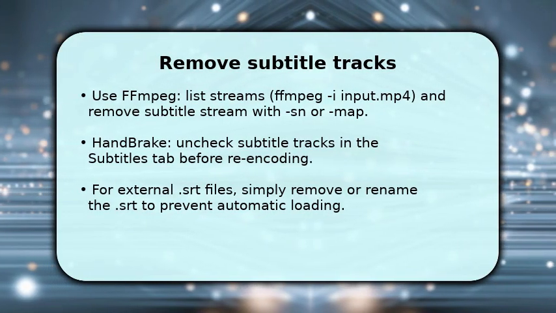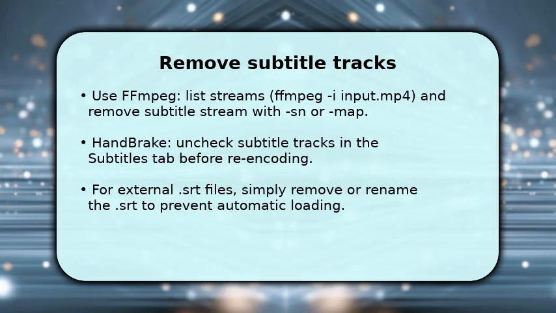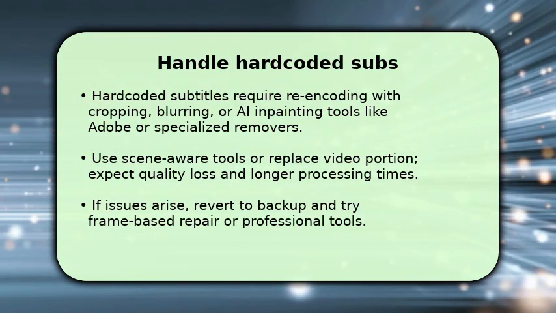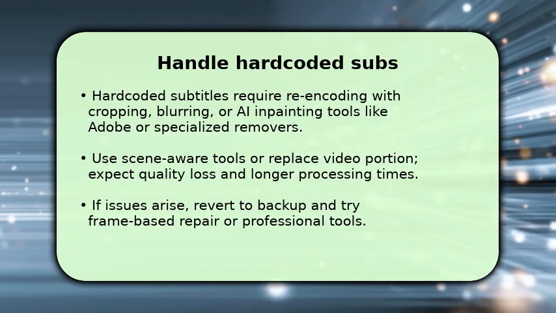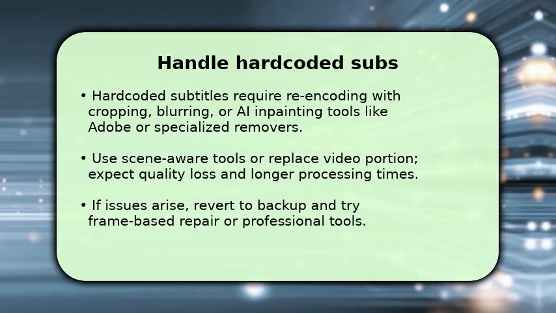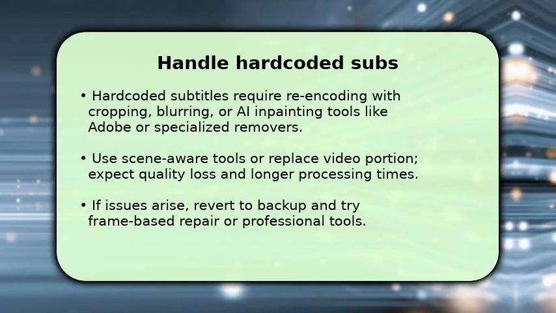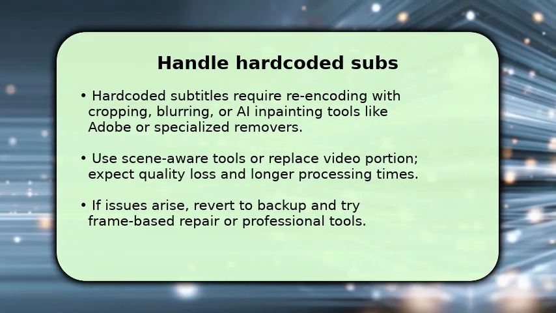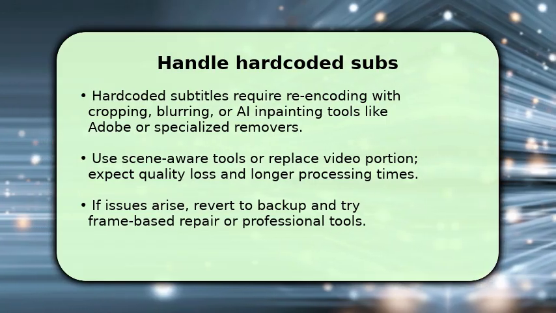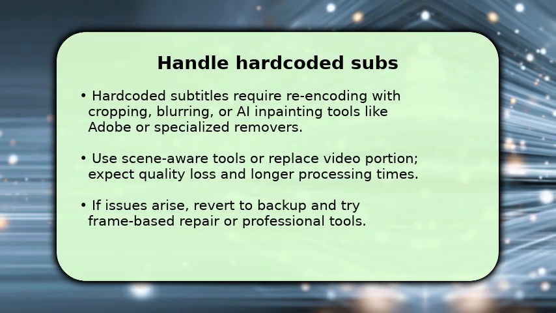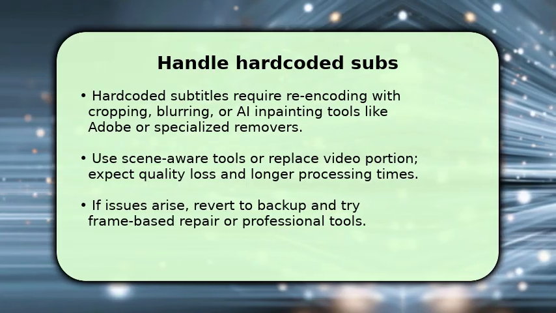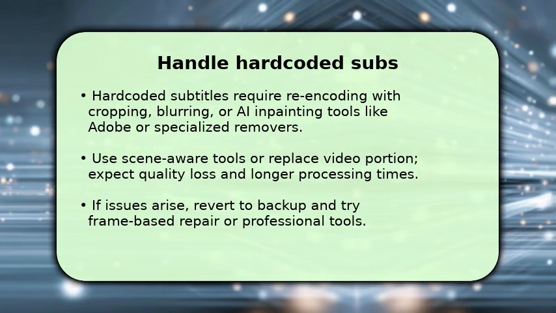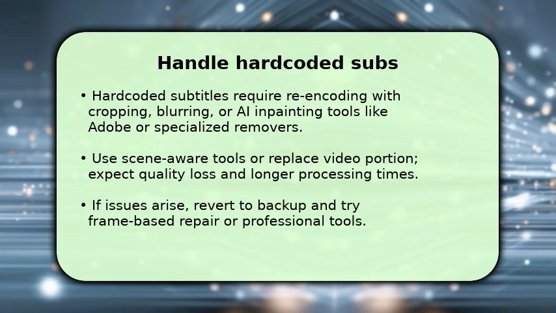You face hard-coded subtitles differently. They are part of the pixels, so you must re-encode using cropping, masking, or advanced inpainting. Tools like Adobe After Effects, DaVinci Resolve, or AI-based subtitle removers can reconstruct background pixels, though results vary and you may lose fidelity. Once you apply a mask and process the clip, review multiple frames to ensure consistency. If artifacts appear, revert to your backup and try alternate settings or a different tool. That troubleshooting step saves time and preserves the original.